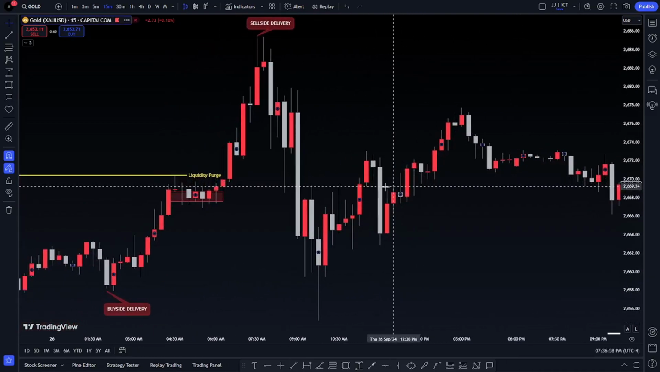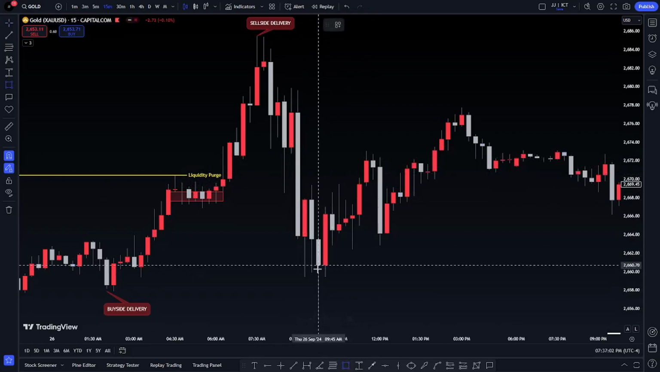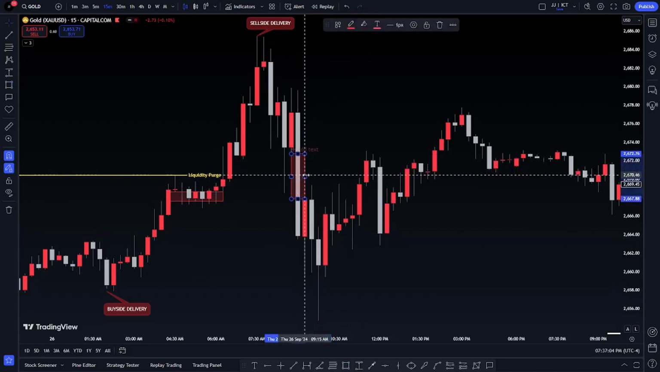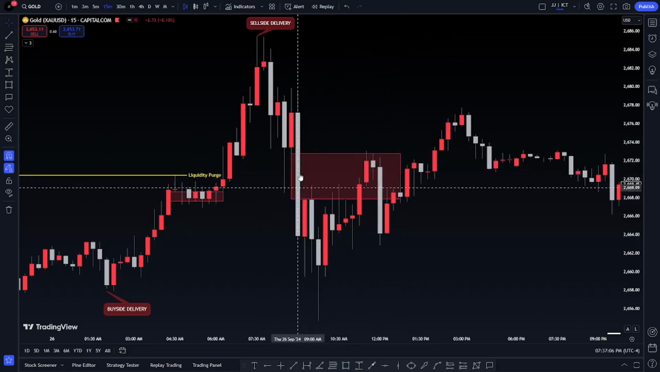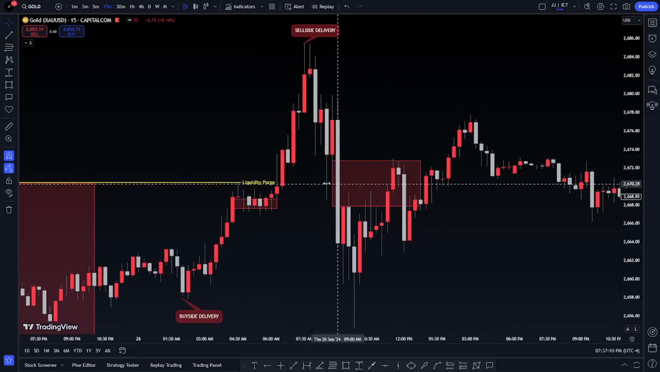But right here, into this fair value gap, is your first stage of distribution. Right there, so that could have been an entry. That could have been a sell. Right there, that's your first stage of distribution.